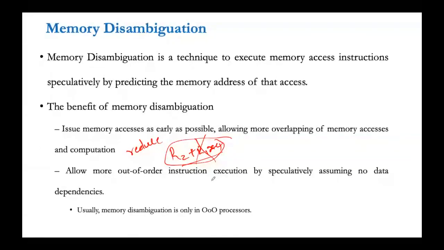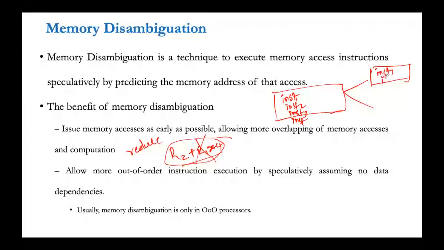So generally, the benefit of this memory disambiguation is that it allows more out of order instruction execution. We have seen in the examples that if there are instruction 1, instruction 2, instruction 3, and instruction 4, and there is no dependency, then out of order execution happens, so that instruction 1 and instructions 2, 3 are executed separately, and instruction 2 and instruction 4 are executed separately.